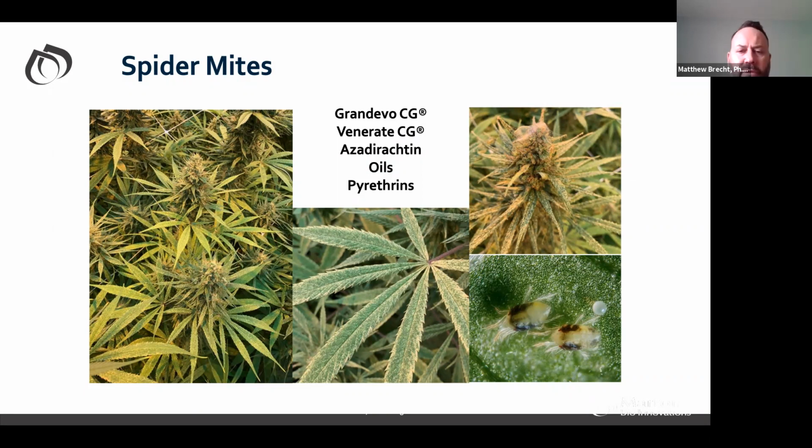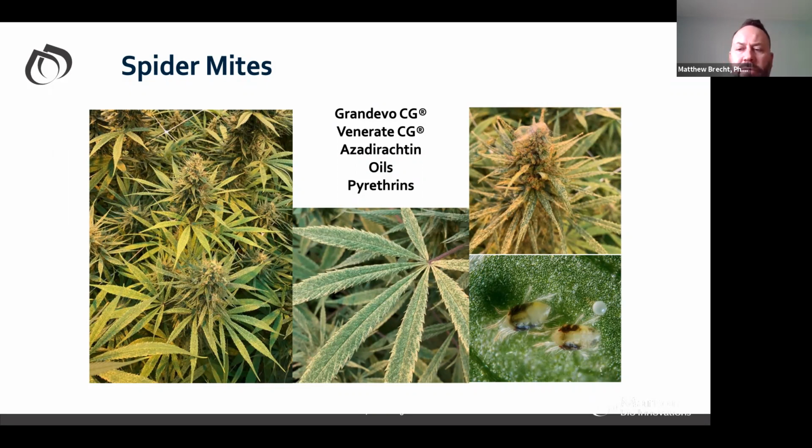And one thing to touch on with beneficial insects is if you're going to use any of these products, use them before, obviously, you put out the beneficial insects. And if you're doing a lot of beneficial insects, as far as your control goes, Grandevo CG is probably the safest product to use in conjunction with beneficial insects. And why is that?